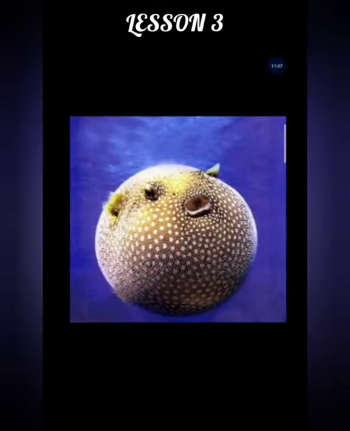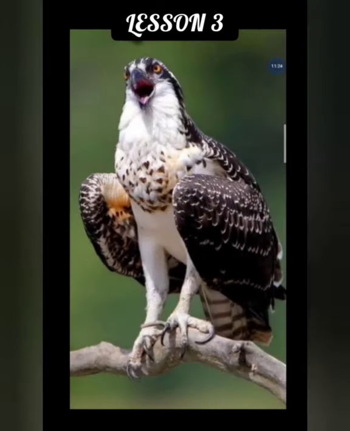Have you understood? Shall I explain one more time? It is a kind of fish. It pumps air into their stomach so that they grow to twice their normal size to frighten predators. Have you understood?